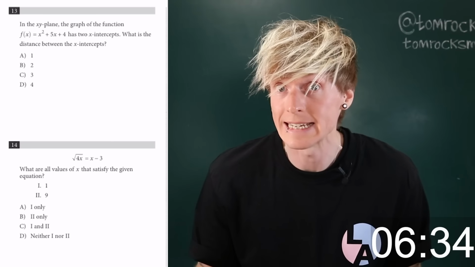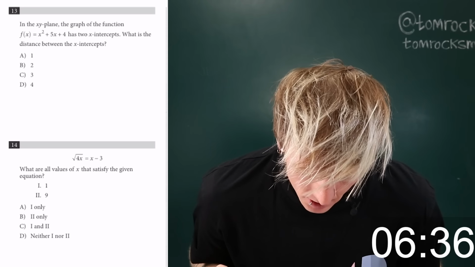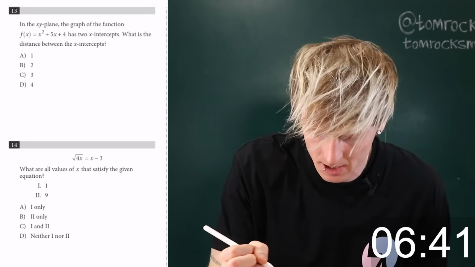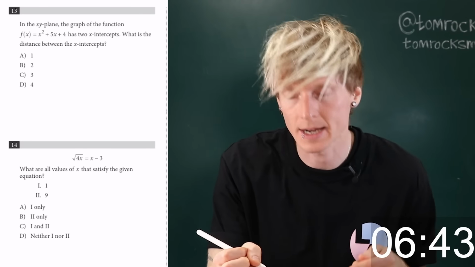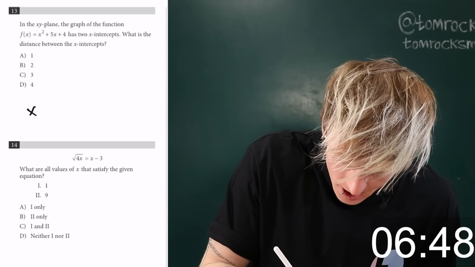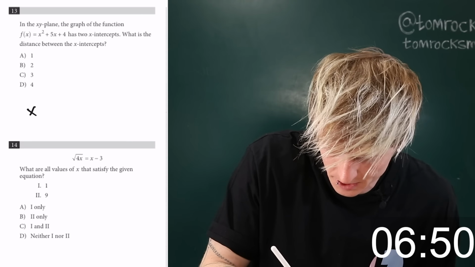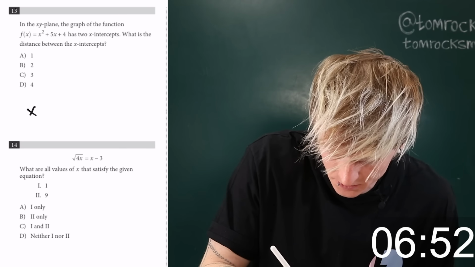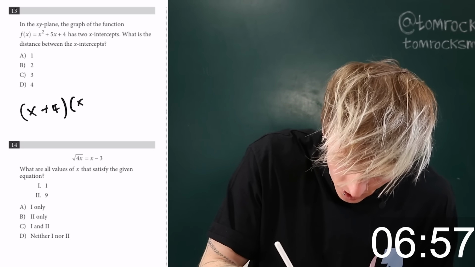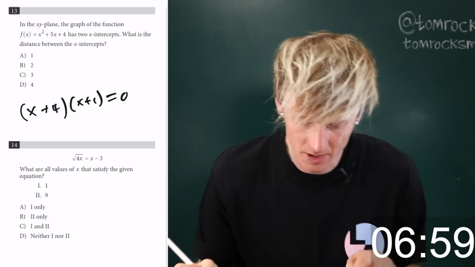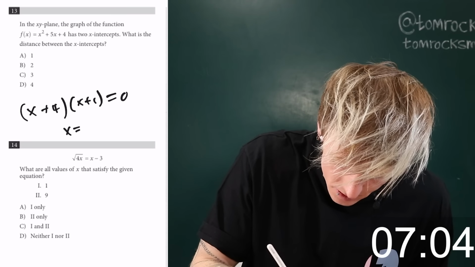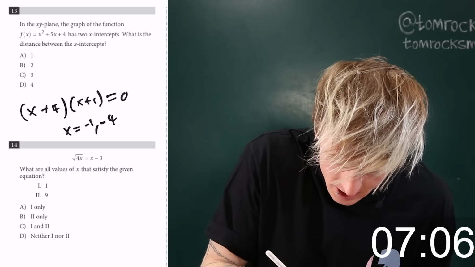13. In the xy plane, the graph of a function has two intercepts. What is the distance between them? So I need to know the two x-intercepts. That's when it's 0, so let's factorize it. So it's x plus 4 times x plus 1 would be 0. x squared plus 5x plus 4, yep. So x is equal to minus 1 or minus 4, so the distance between them is 3.